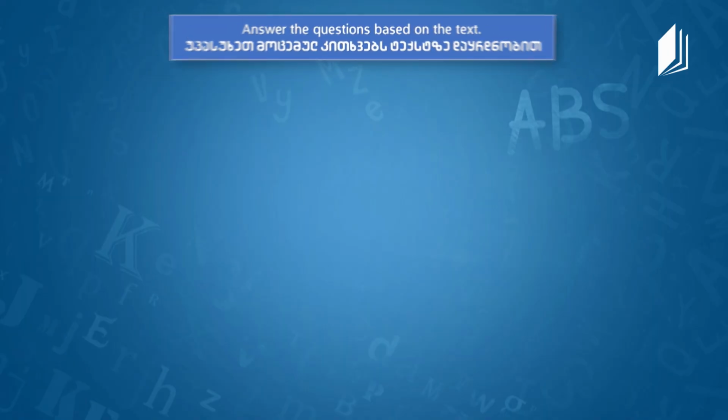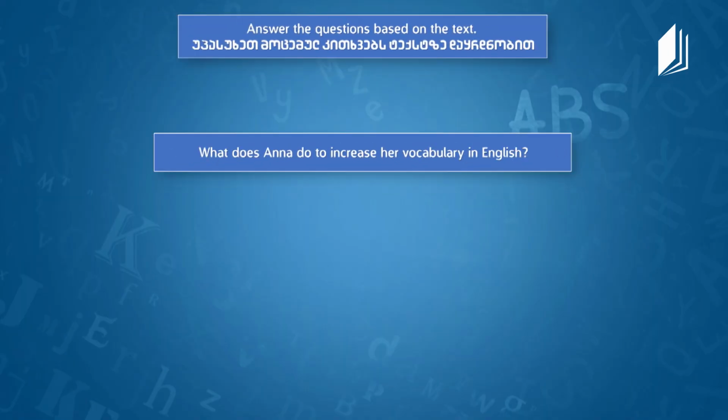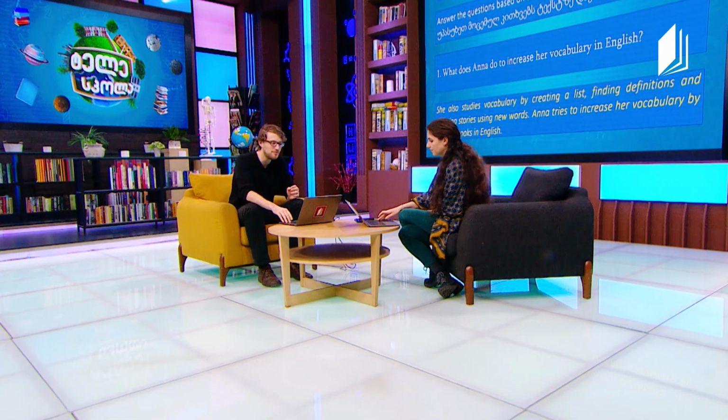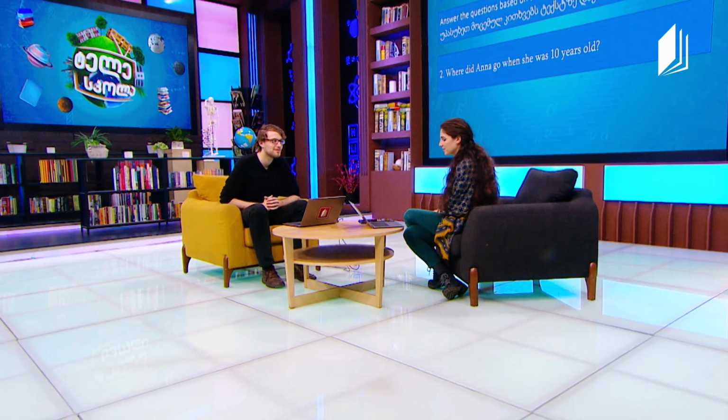And our very first question is, what does Anna do to increase her vocabulary in English? So I know that Anna likes to study vocabulary and then make stories using the vocabulary from this list. And she also reads many books in English. Okay. Thank you very much, Zach.